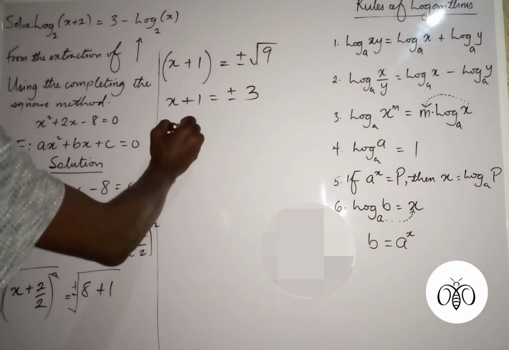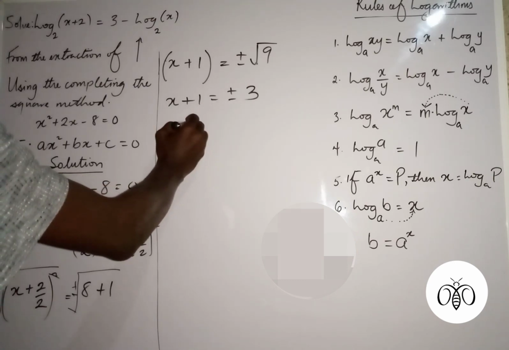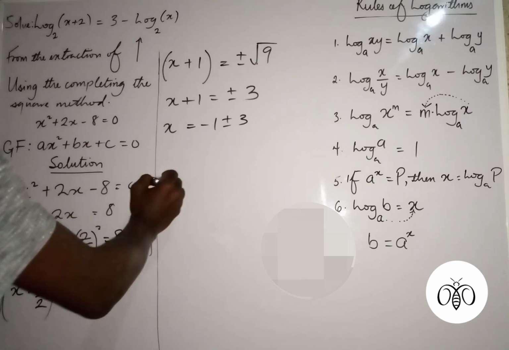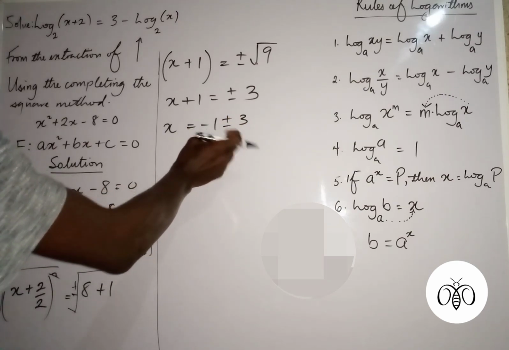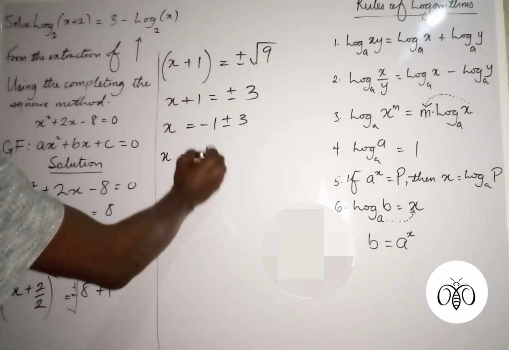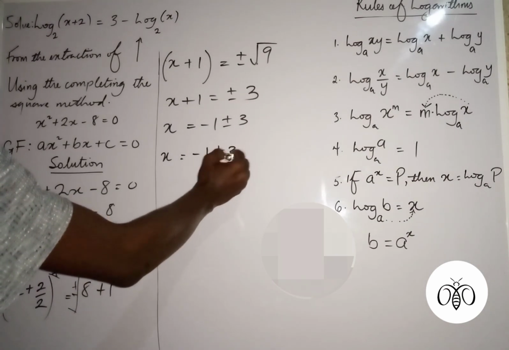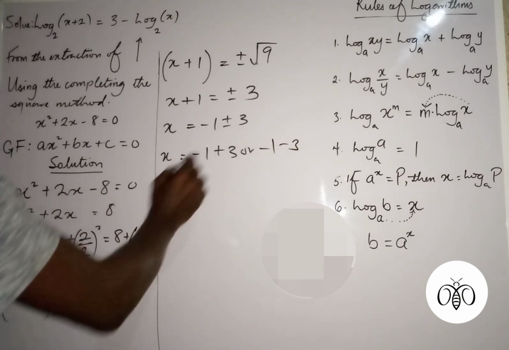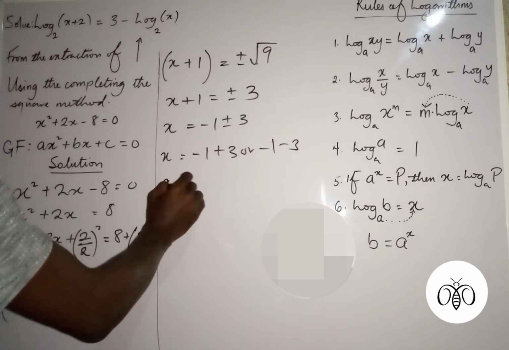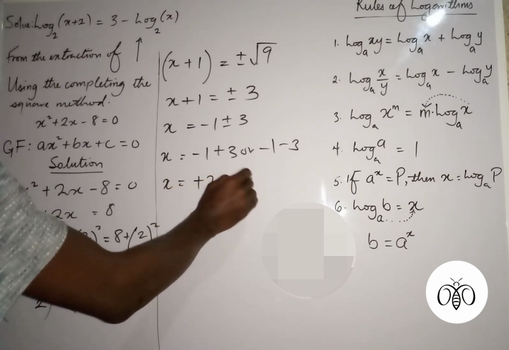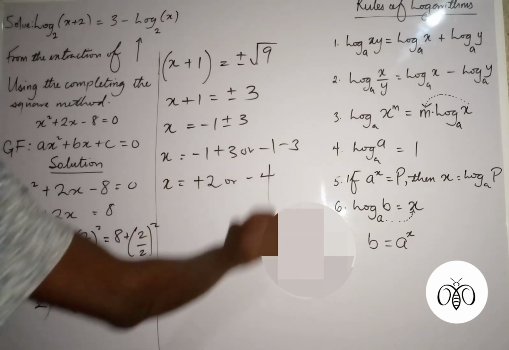Now we bring this x to the other side. We have x equals minus 1 plus or minus 3. So this is 2 expressions combined together. We're going to separate it. x equals minus 1 plus 3, or minus 1 minus 3. So we have x equals 2 or minus 4.